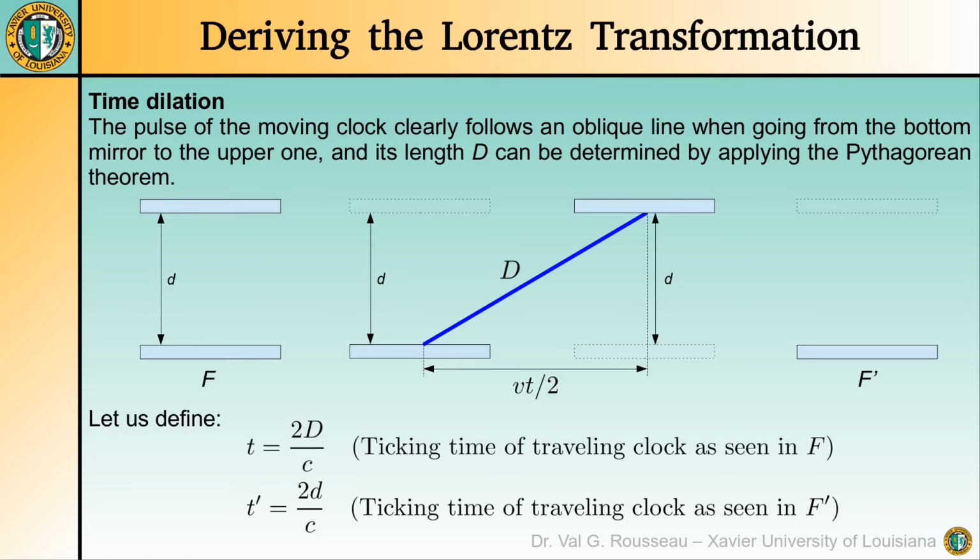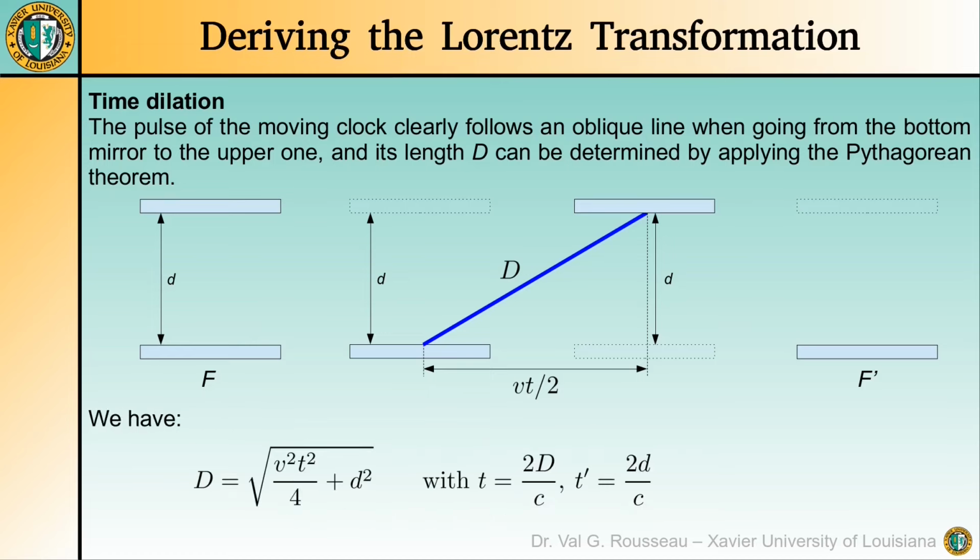Once again, by definition of the speed, the ticking time is given by the round-trip distance divided by the speed of light. Thus, the ticking time t of the moving clock as seen from f is given by 2 times the oblique distance capital D over c, and the ticking time t prime of that same clock in its own frame f prime is given by 2 times the distance d between the mirrors over c.